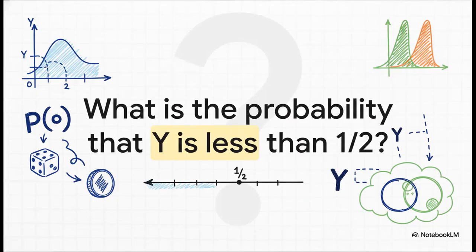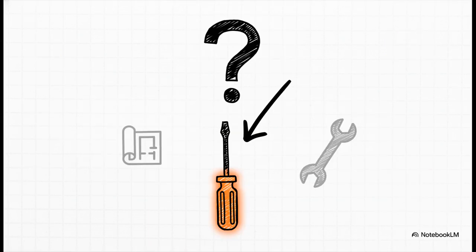All right, next job. Same idea, different variable. What is the probability that y is less than 1/2? And again, we just pause and think. The question is exclusively about y, no mention of x anywhere.